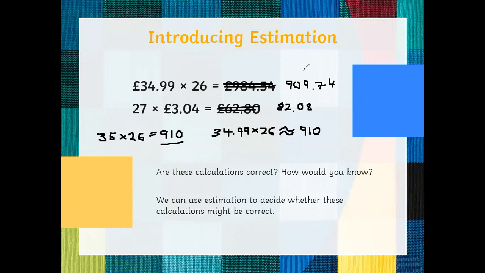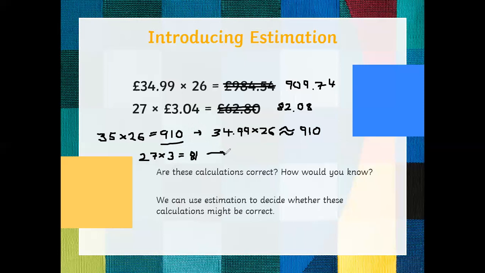So let's move on to the next one. So here we have 27 times 3.04. So here we can estimate this by rounding the 3.04 to one significant figure. So we will have 27 times, then we're going to round 3.04 to one significant figure, which will give us 3, equals, we can calculate that, 81. And then draw an arrow here.